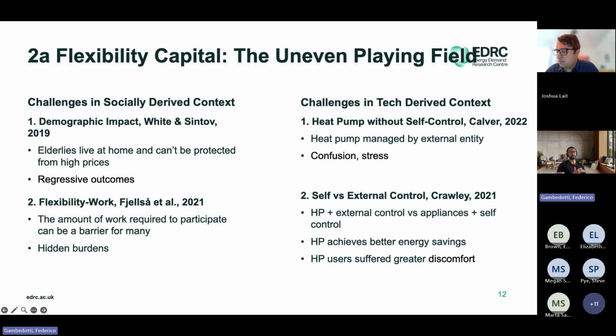But at the same time, the people that were interviewed after the study said that they felt a sense of discomfort, and because they weren't able to predict whether the heat pumps would be turned on and off, they felt like it was too stressful compared to the people that were in control of their own appliances and could decide whether they wanted to engage or not.